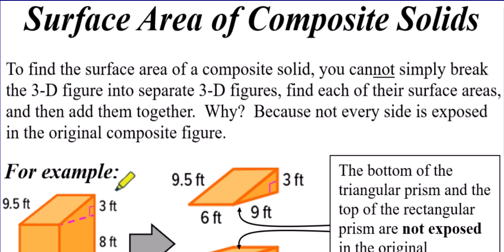Today we're looking at the guided notes called Surface Area of Composite Solids. Follow along with me here as I read this out loud. To find the surface area of a composite solid, you cannot simply break the 3D figure into separate 3D figures, find each of their surface areas, and add them together. Why? Because not every side is exposed in the original composite figure.